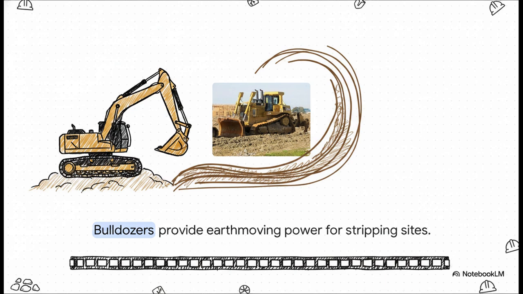Now, once the excavator digs up the dirt, well, something has to move it. Enter the track-mounted bulldozer. This is the pure earth-moving muscle you need for stripping sites, reducing levels, or just pushing soil all across the plot. And keep those tracks in mind, actually. They become incredibly important when we talk about ground conditions a bit later.